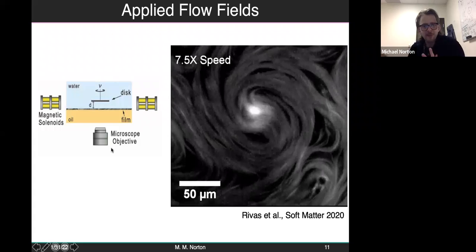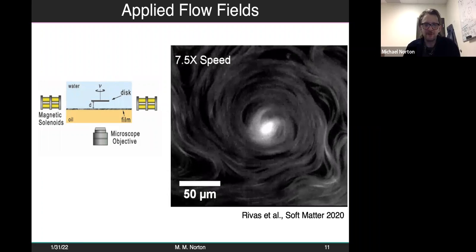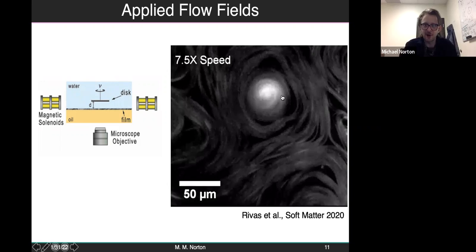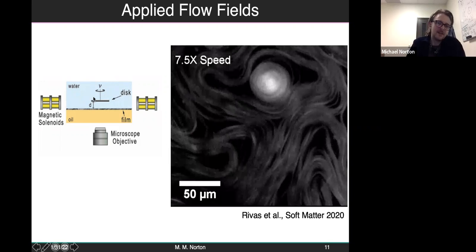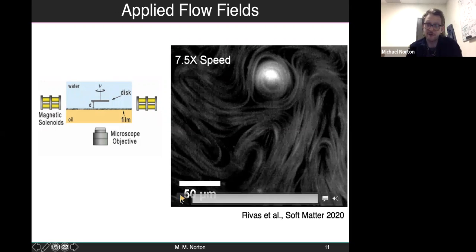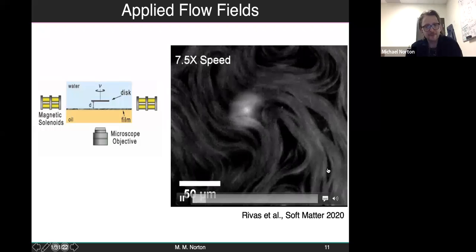Another input that some folks at Johns Hopkins are looking at is the application of a spinning disk to the active nematic. And so here there's a magnetically actuated rotor that's floating above the active nematic layer, and by manipulating the magnetic field, they can spin up this disk and create flows in the active nematic.